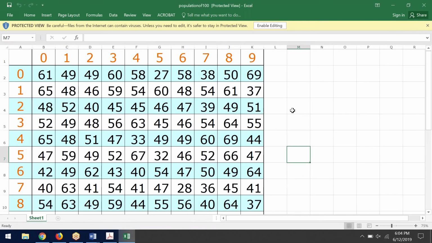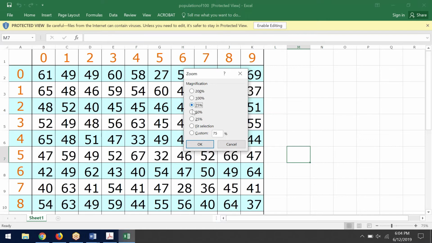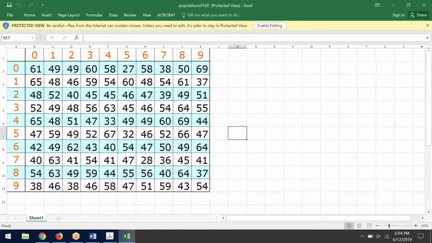This set of numbers represents, actually I need to be a little bit smaller even. Let's go down to 60%. That works good. Okay. These black numbers in here represent test scores for 100 students. That's my population. My population is 100 students.